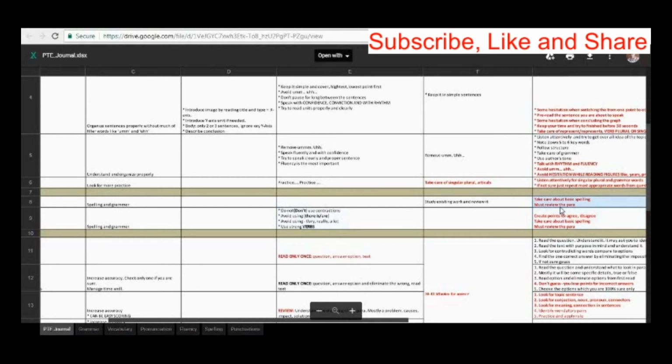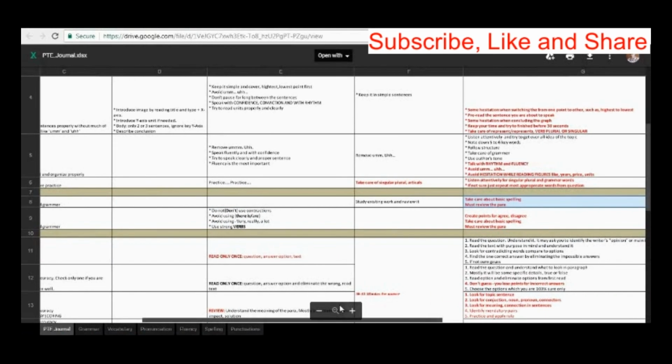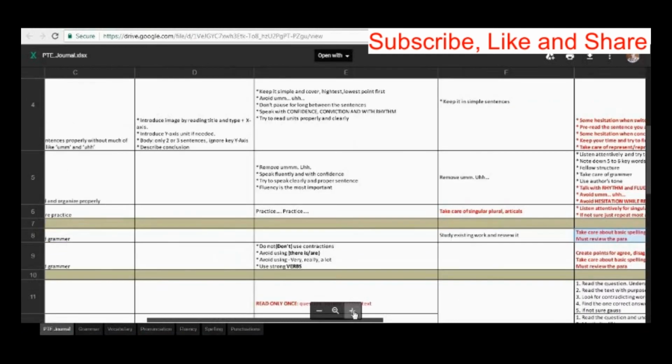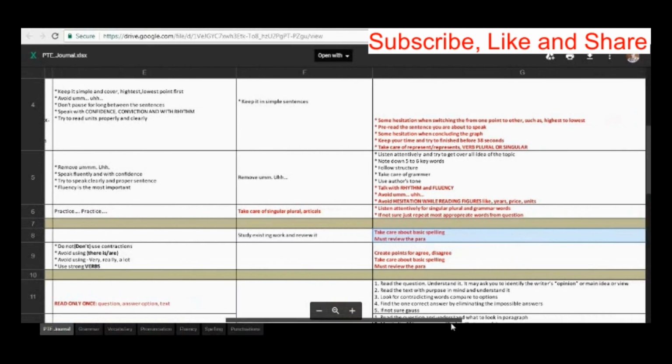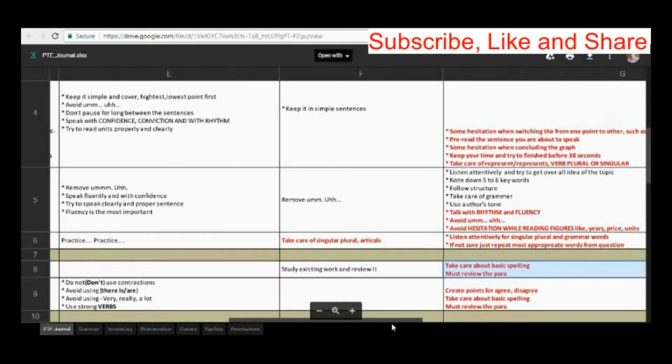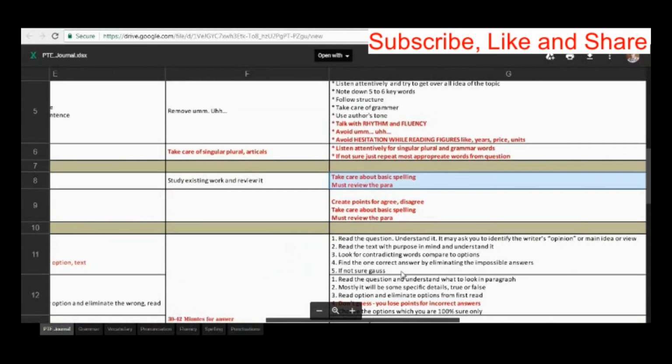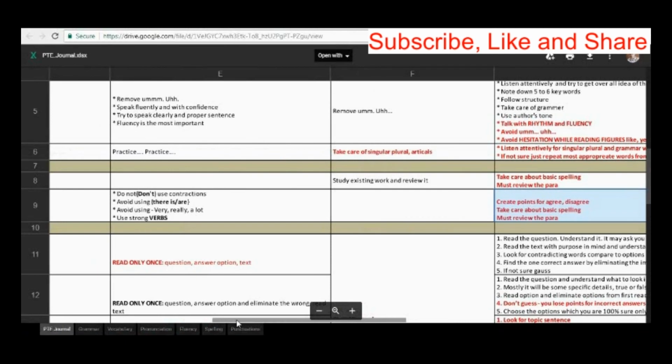So here, for sample, we have written down a few mistakes which individuals are making, most commonly. So here are some of the mistakes we make while the writing task is concerned, like take care of basic spelling, and you must review your paragraph. Okay, then creating some agreement and disagreement points, or not using the articles at the very beginning.